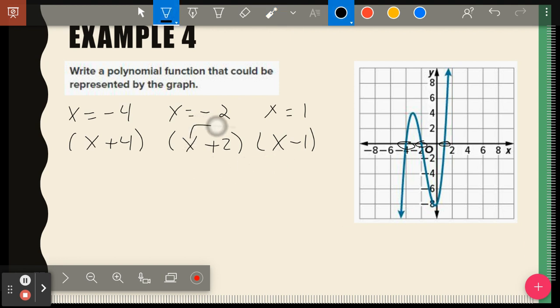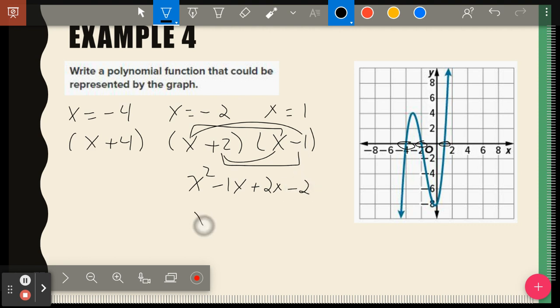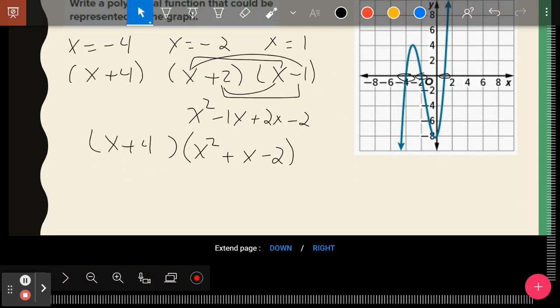I'm going to do x times x here is x squared. x times -1 is -1x. 2 times x is 2x. And 2 times -1 is -2. That simplifies down to x squared plus x minus 2. I can't forget that I still have this x plus 4. Now I'm just doing distributive property twice. This is why I don't like FOIL, because now we're not foiling. It's just distributive property twice.